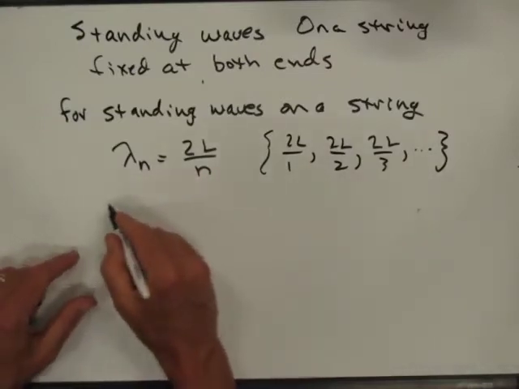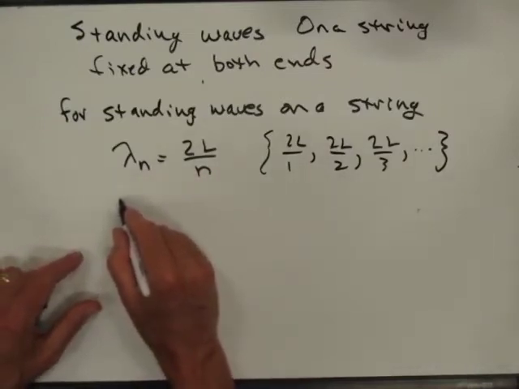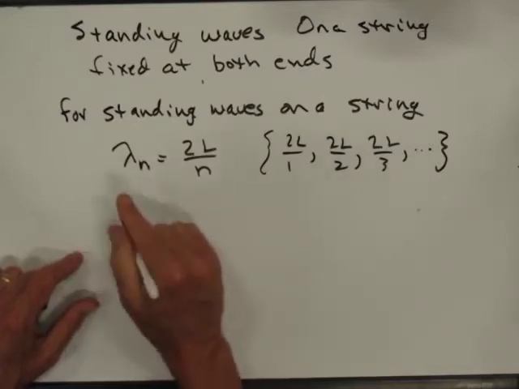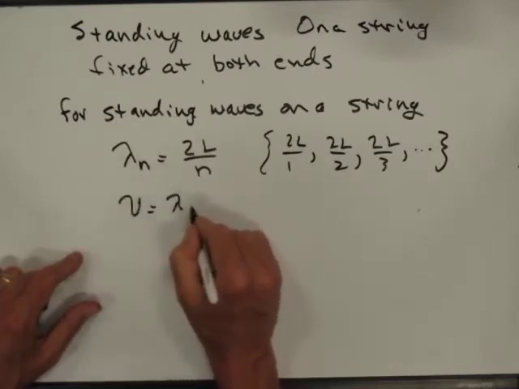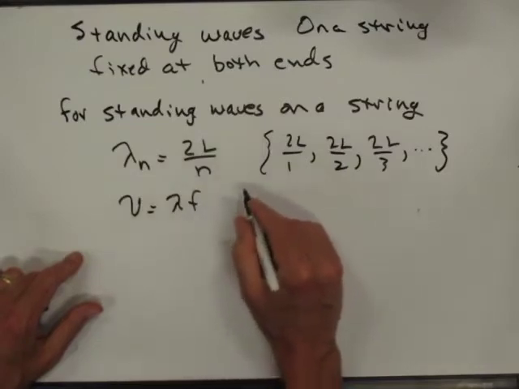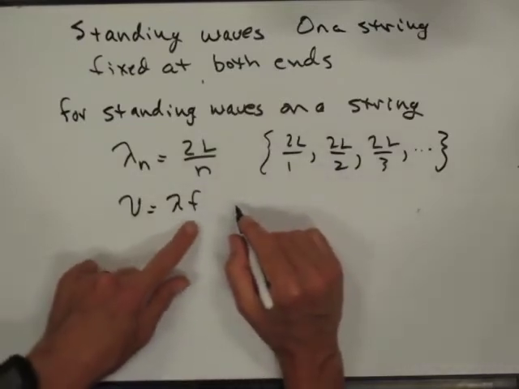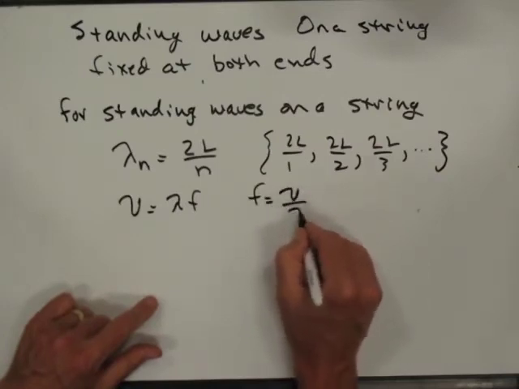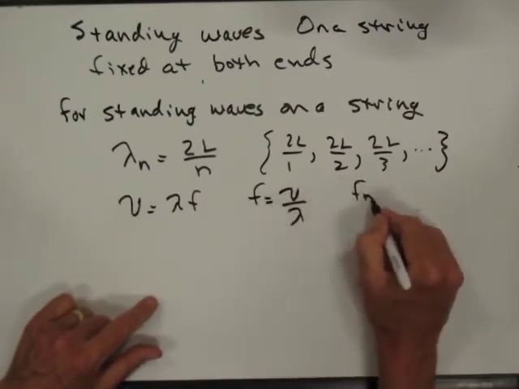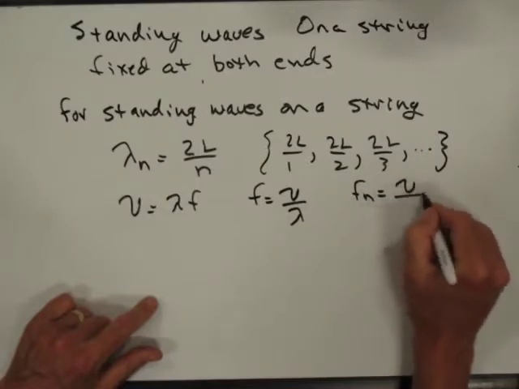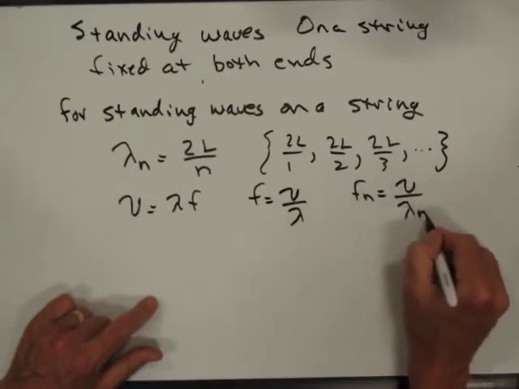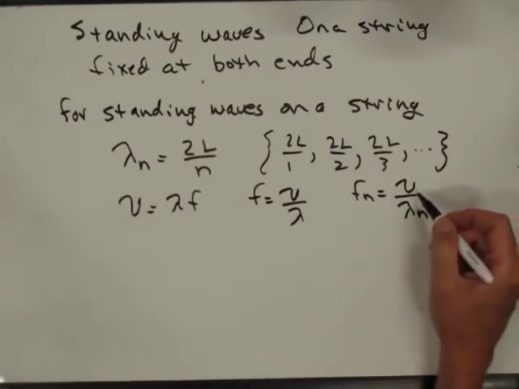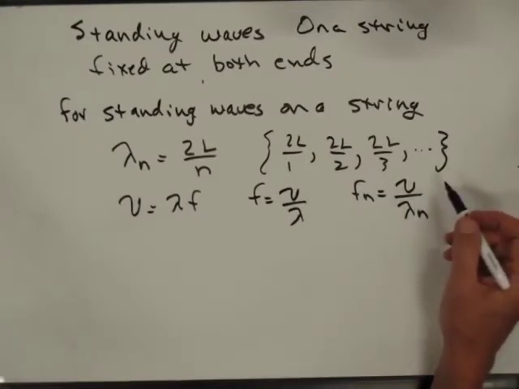So what about the frequency? If you remember our formula, the velocity is equal to the wavelength times the frequency. Well, that means the frequency is equal to the velocity over the wavelength, or the nth frequency is equal to the velocity over the nth wavelength, right? The velocity is the same for everybody. All the waves travel the same speed on the string.